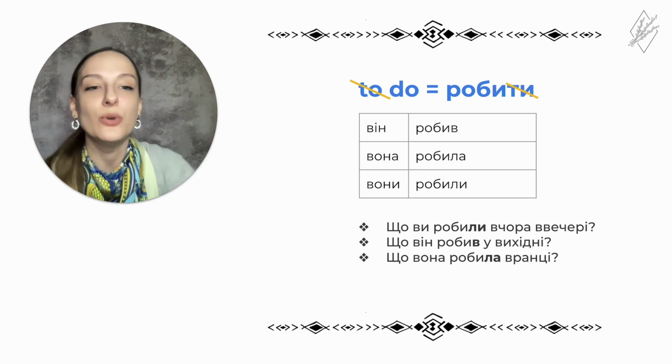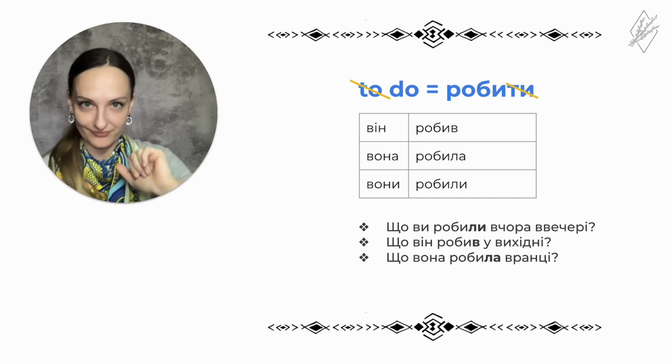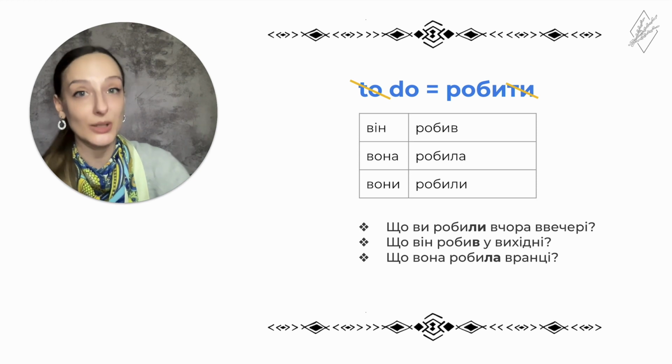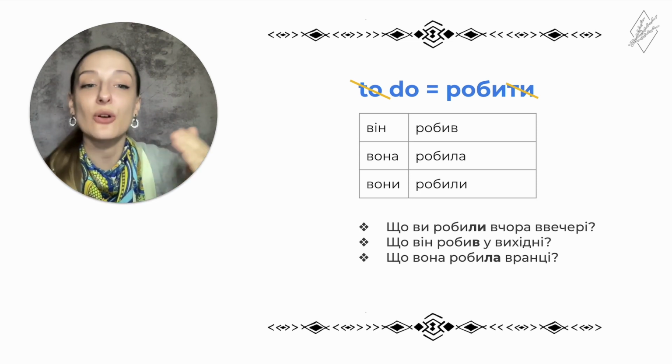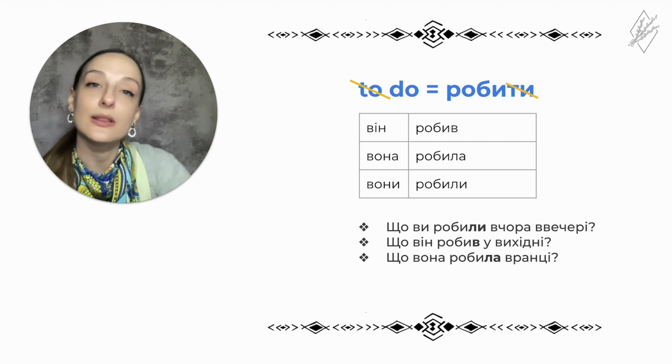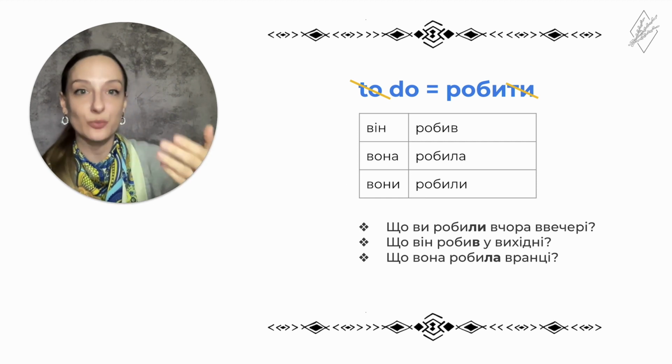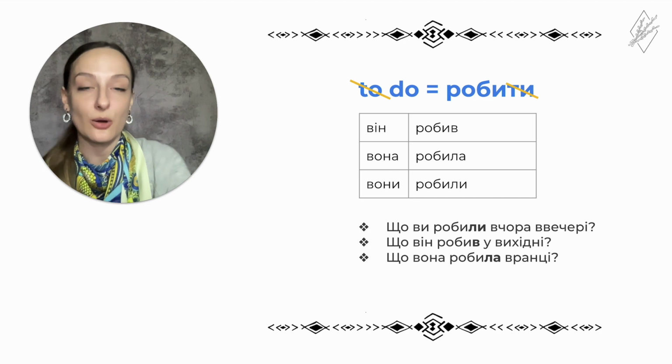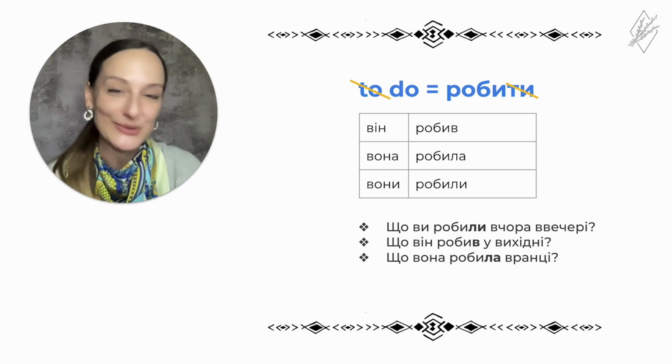Що він робив у вихідні? What did he do on weekends? Що вона робила вранці? What did she do in the morning? So, робити, to do, we use a lot in the questions when we ask, what did you do? Right?